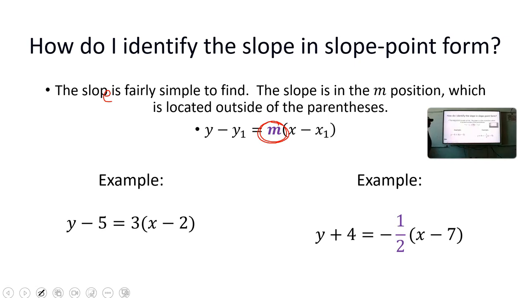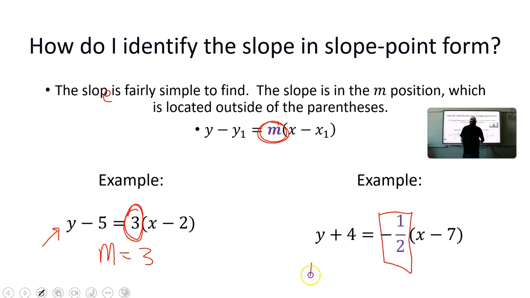So looking at this first example, we got y minus 5 equals 3 times x minus 2. What would be the slope? It would be the 3, because that's right here in the m position, just outside the parentheses. So I would say m equals 3. So rise of 3, run of 1. Over here, this is in the slope position. And so our slope, m, would be negative 1/2, which means down 1, right 2. So that would be the slope of our line.